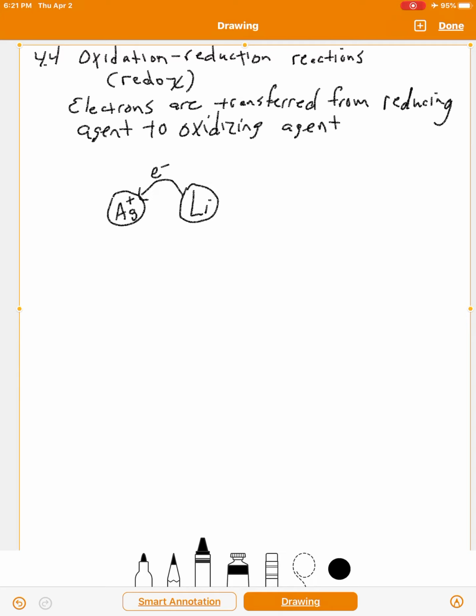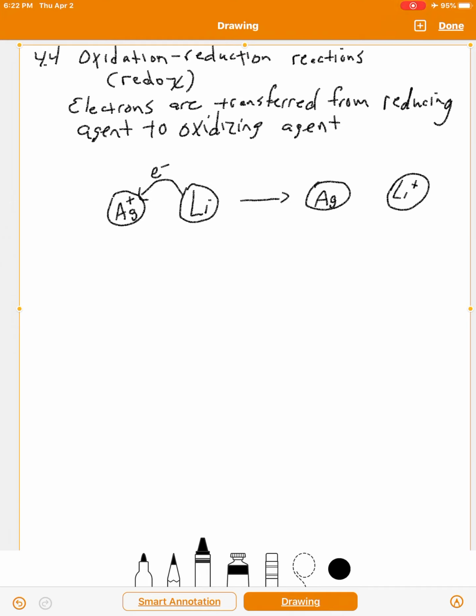Now the electron has a negative charge, and the silver ion has a positive charge. So what happens when you add an electron to something that has a positive charge? The negative charge neutralizes the positive charge. So now this becomes a silver atom, and the lithium has lost an electron, so it now has a positive charge. Let me go through with you the arithmetic of the electrons and protons and charges.